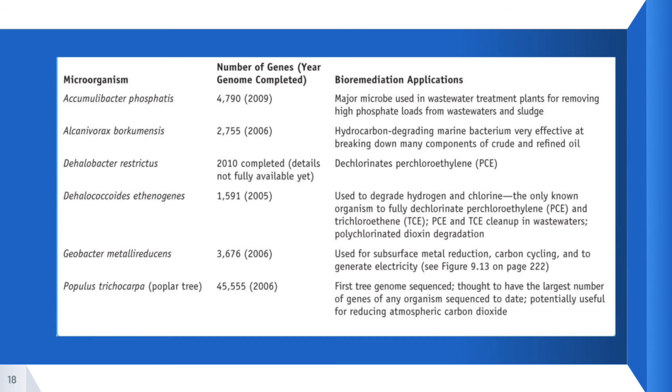So here's a very short chart of different microorganisms and how they can be applied. It's important to note, just like the list of chemical pollutants, these are only some of the many microorganisms. For example, we can look at the second one, Alcanivorax borkumensis. For the bioremediation application, this hydrocarbon degrading marine bacterium is very effective in that it is able to break down components of crude and refined oil. I find that very interesting. So basically, it can be used, for example, in an oil spill, to break down the oil into something a little bit more safe for the environment.